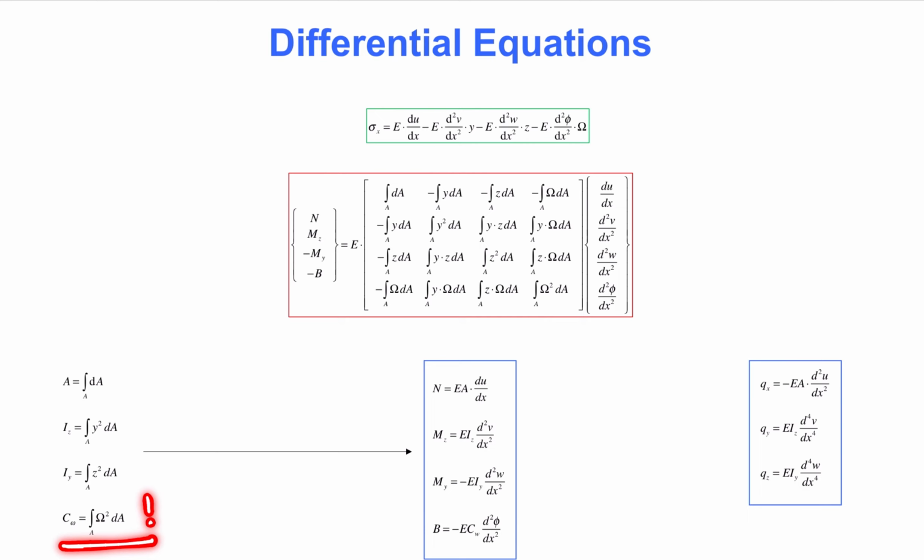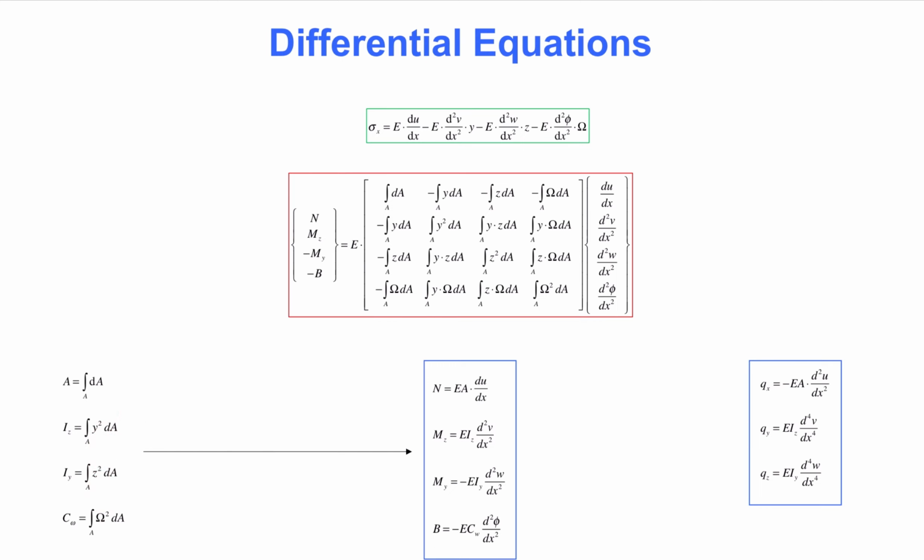This is the cross-section constant for warping torsion. Notice that it is the integral over the cross-section of omega squared. Again, we see the similarity in the form of this equation with the equations from regular beam theory. The moment of inertia is the integral of y squared or z squared, and the cross-section constant for warping torsion is the integral of omega squared.